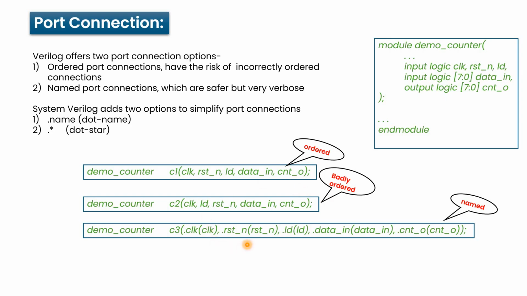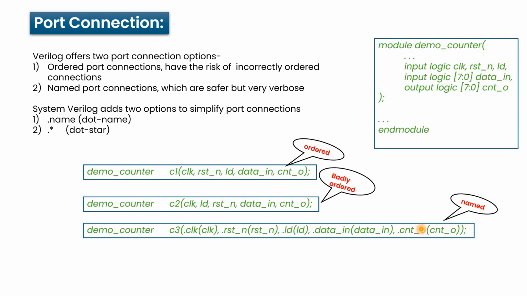The second approach in Verilog is named port connection. So we have to have dot clock, that is, dot, then the child port name, and then the signal which we are connecting at the parent instantiation. So this is again a safe approach, but it is verbose.